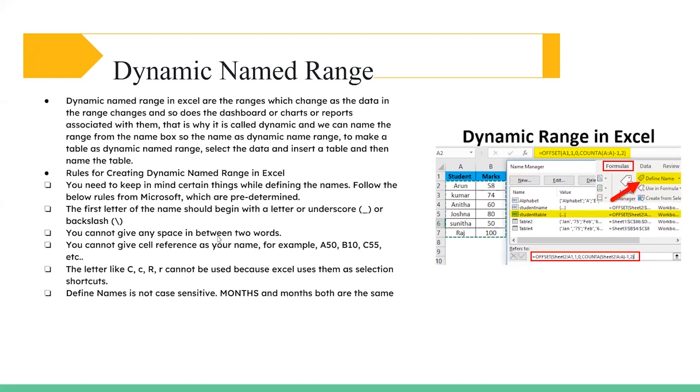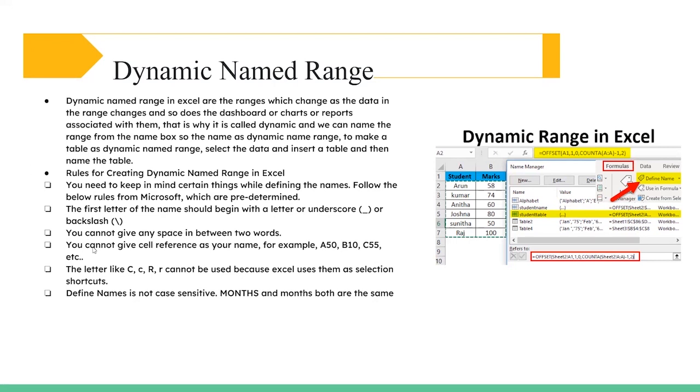You cannot give any space between two words. When you name something, you can't have a space if the name has two words. For example, student report: you can't have "student space report" as the name. You need to put an underscore to demarcate the two words.